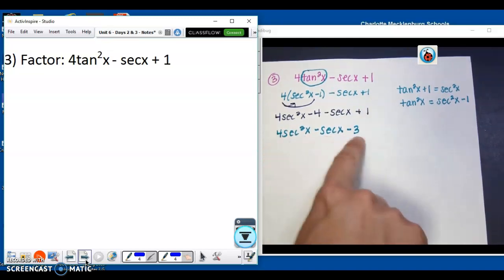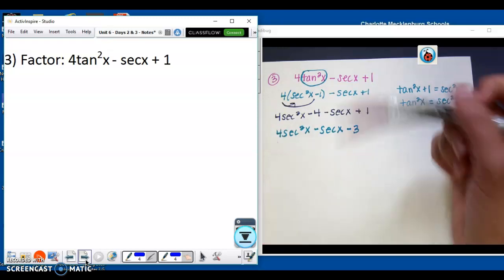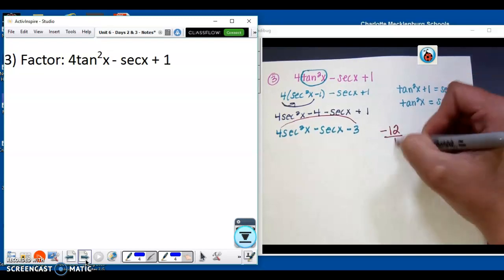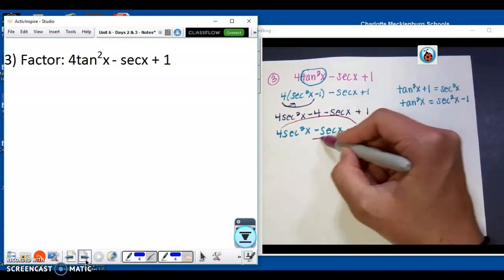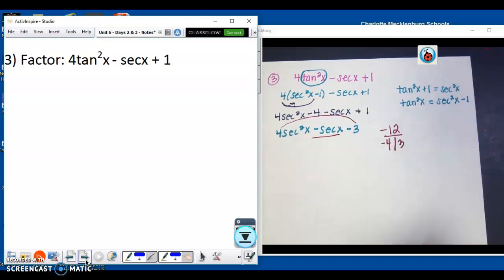So if you were given this problem to start out with, you wouldn't have had to do all the other stuff, but the reason we have to do the steps is because you have to have the same type of trig functions before you can factor. Alright, so from here, because there's a number out front, we're going to have to do the long factoring. So 4 times the negative 3 is negative 12. Two numbers multiply to negative 12 and add to negative 1. So we're going to have negative 4 and 3.